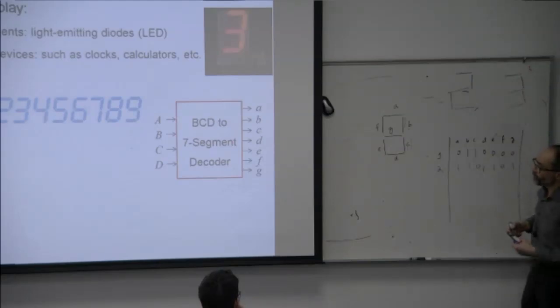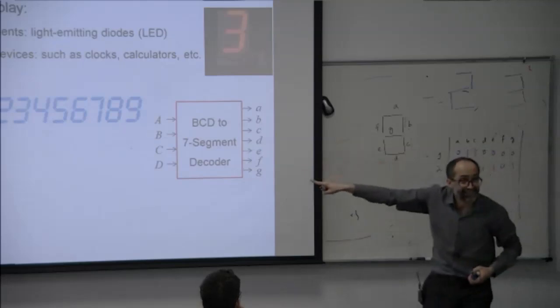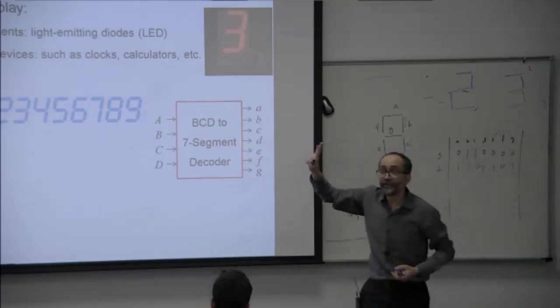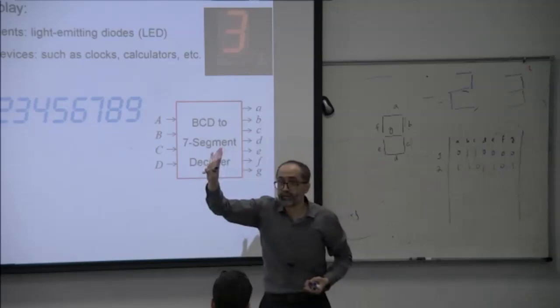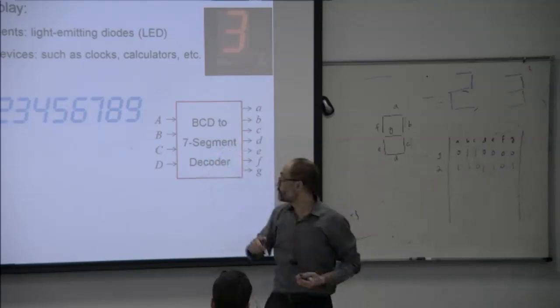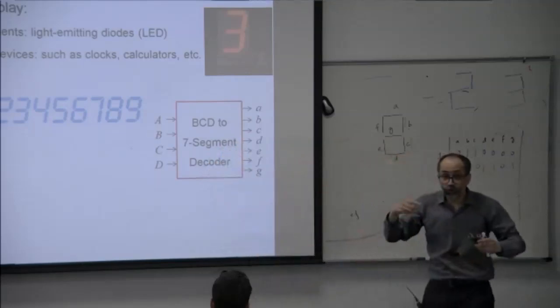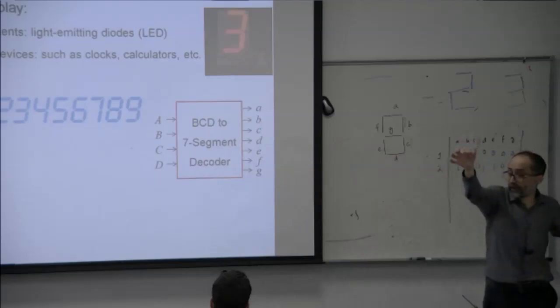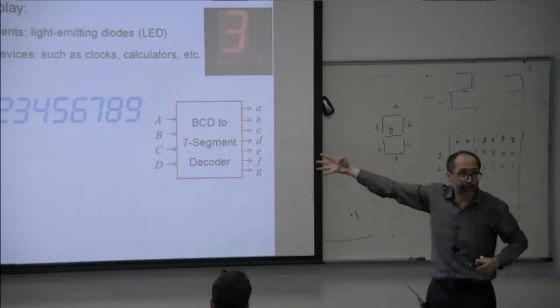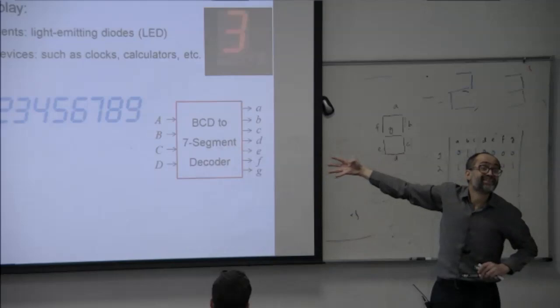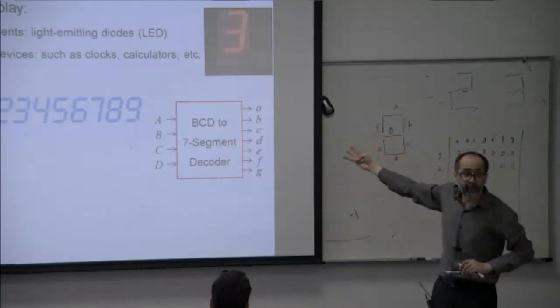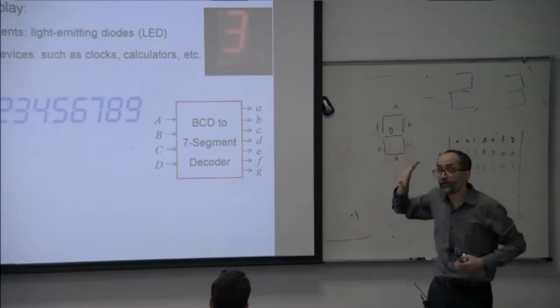Now, if you look here, what is the input? BCD. How many inputs? How many bits? 4 bits. So we need to draw the truth table. Everyone please draw the truth table. The input is BCD. How many possible combinations? 16. How many outputs? 7. We have how many inputs? 4 inputs and 7 outputs.